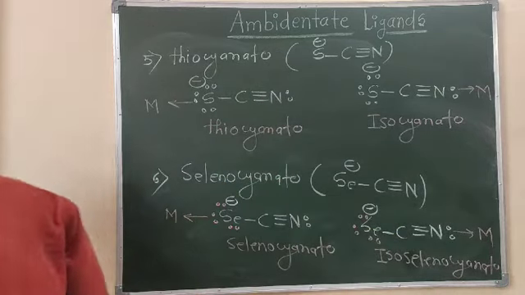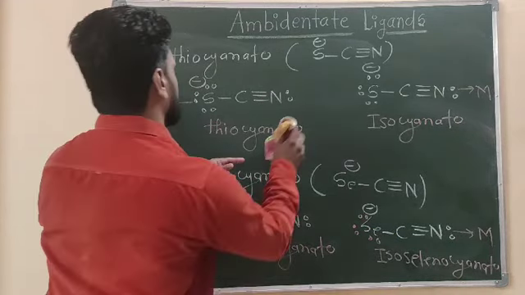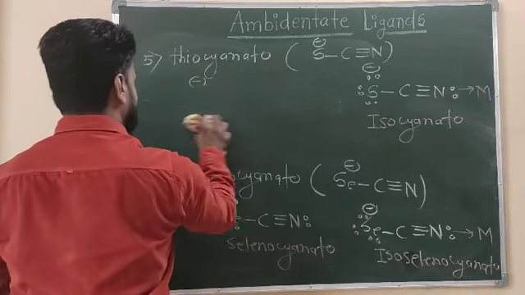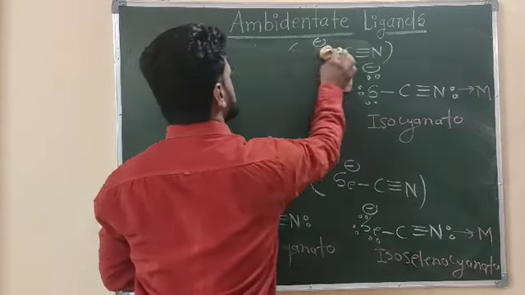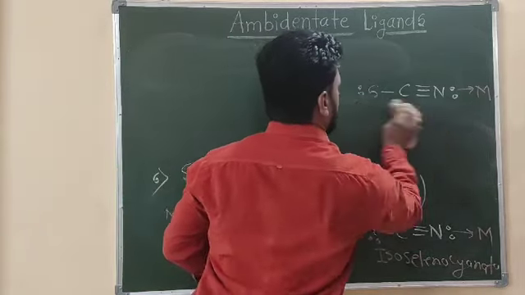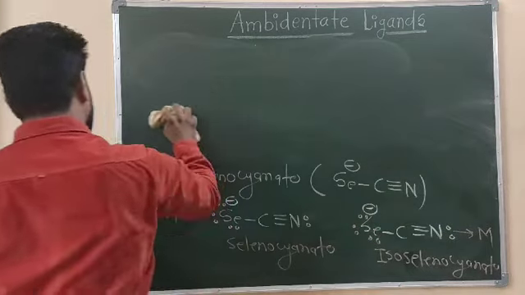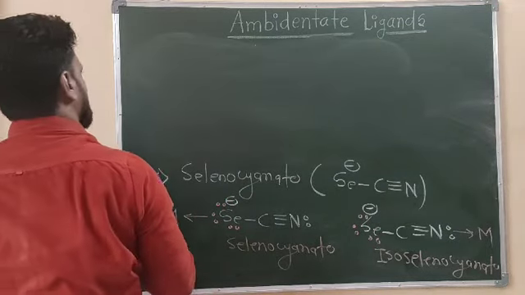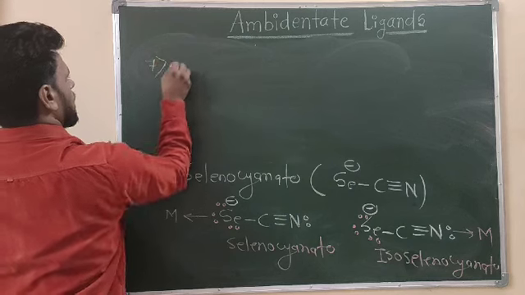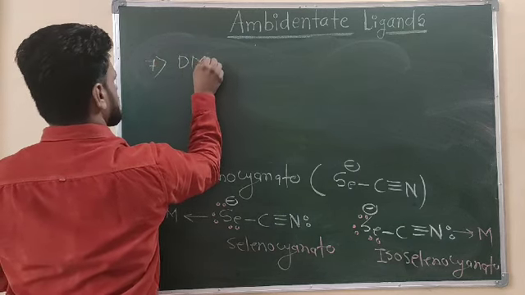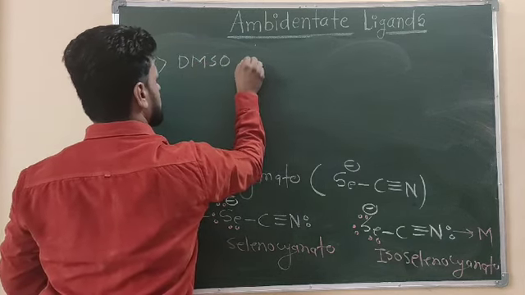Now the next example I am discussing, and this is a very excellent example, which is a neutral ligand, and the name is dimethyl sulfoxide. The 7th example we have is DMSO, and various studies have been carried out on this.